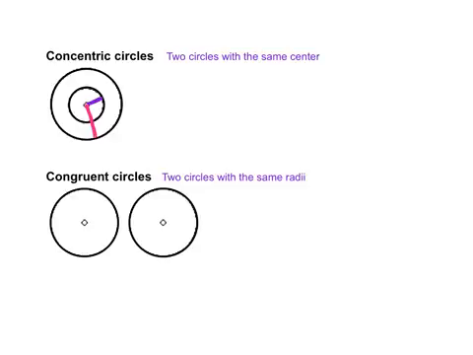Congruent circles are two circles with the same radii. That means the radius is congruent in both circles. So let's say this is 3 centimeters. If the radius of this circle is also 3 centimeters, then that makes the circles congruent. Basically, all you have to do is worry about if the radius is the same length, and you will have congruent circles.